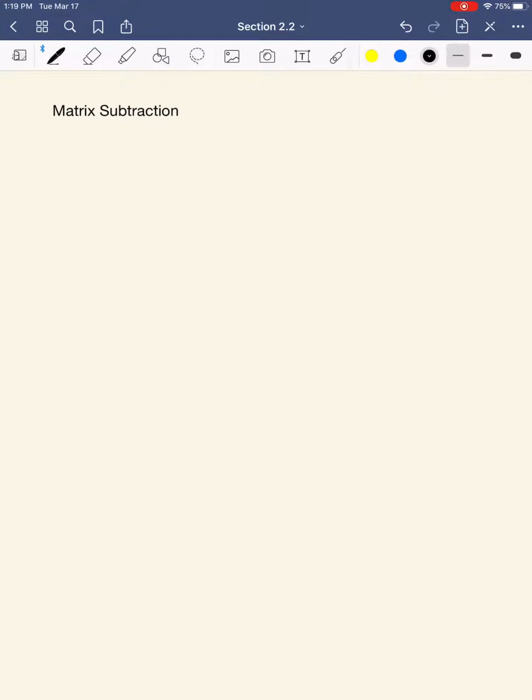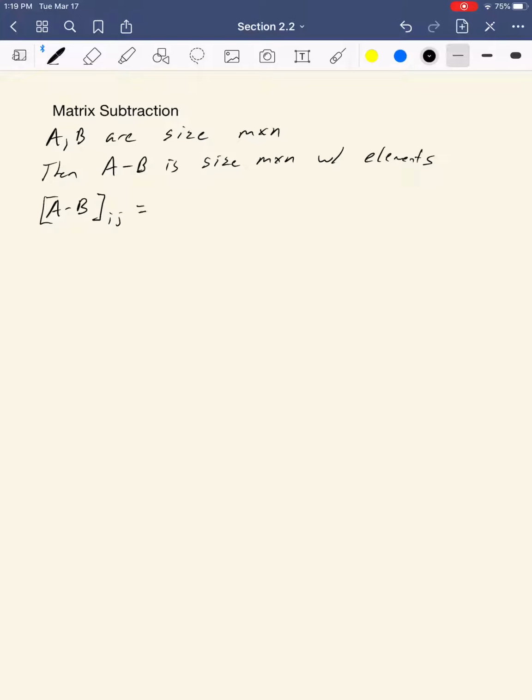Matrix subtraction. What we're going to say here is if A and B are size m by n, then A minus B is size m by n with elements (A minus B)ij equal to Aij minus Bij. So we're going to define matrix subtraction exactly as you would expect.